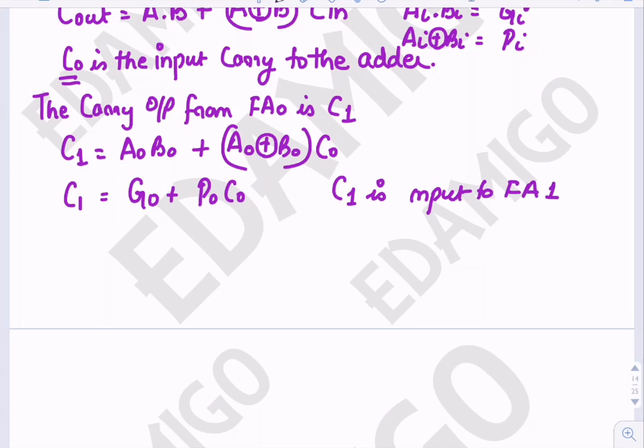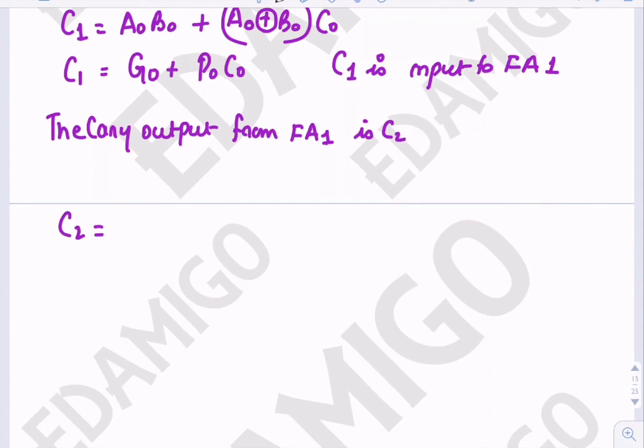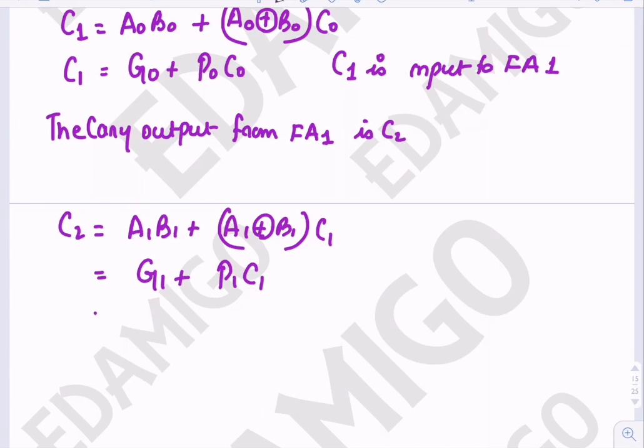Now C1 is input to the full adder 1. The carry output from full adder 1 is C2. So we can say that C2 is equal to A1 B1 plus A1 XOR B1 into C1. So it is G1 plus P1 C1. Now C1 we can put from here, so we will get G1 plus P1 G0 plus P1 P0 C0. That is your C2.